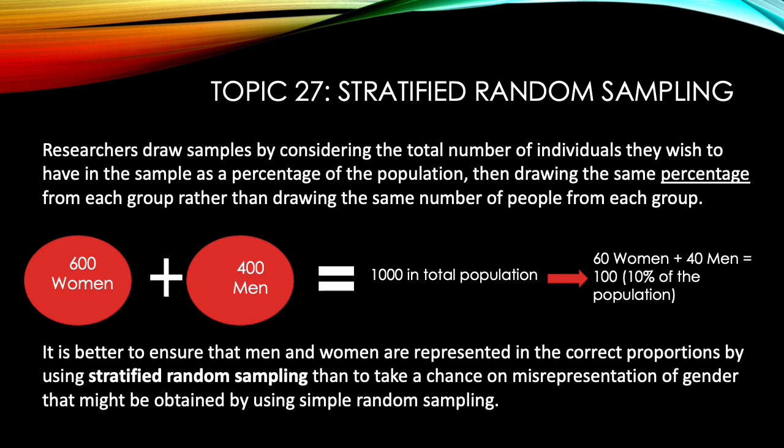accurate representation. Though these proportions are accurate in terms of its gender composition, the sample from each gender might not be representative of its respective group. Nevertheless, it is better to ensure that men and women are represented in the correct proportions by using stratified random sampling than to take a chance on misrepresentation of gender that might be obtained by using simple random sampling.